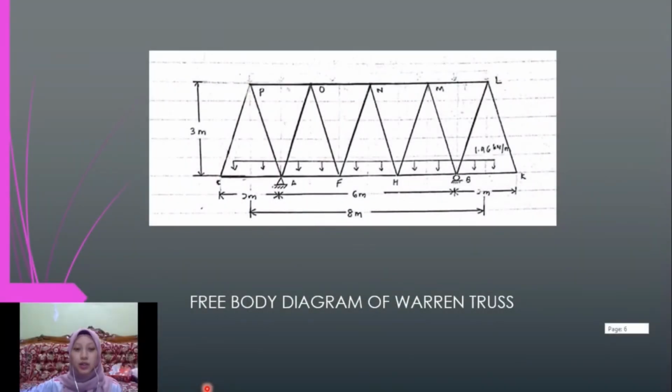Okay, first, we need to draw the free body diagram of the one truss. It has 10 meter in length, 3 meter in height, and has a uniform distributed load along the beam, which is 1.96 kN per meter.